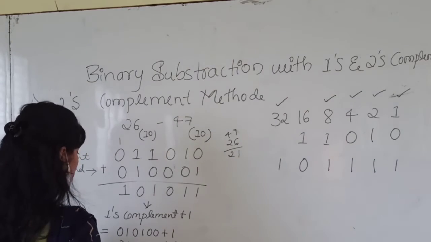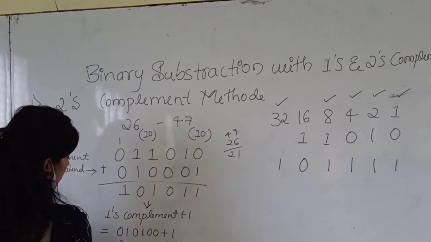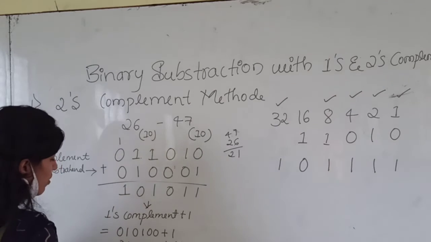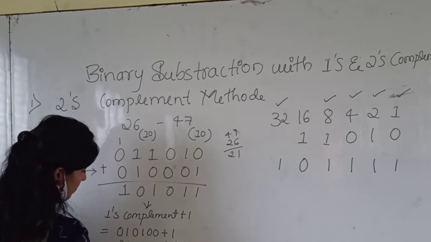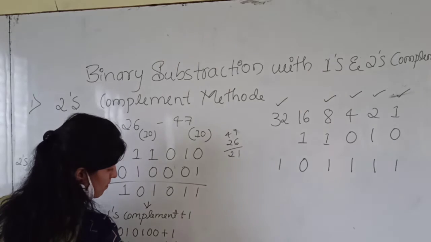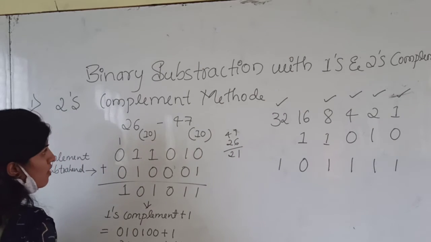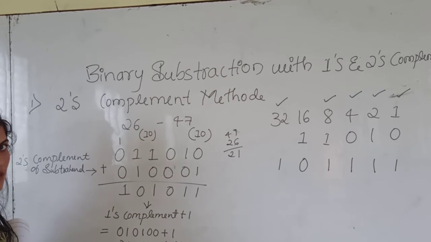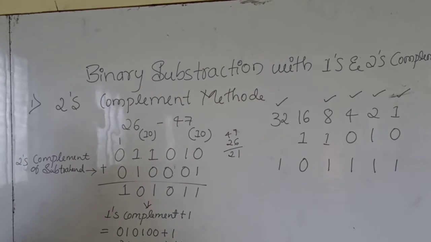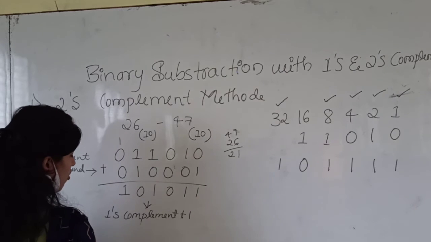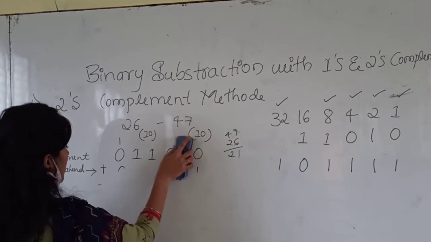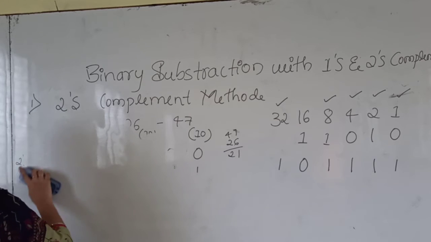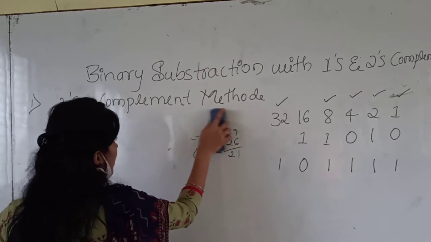1, 0, 1, 0, 1, and you put a negative sign here to show a negative integer. This is your final answer for this 26 minus 47 binary subtraction. Got it? That is the 2's complement method for binary subtraction in both cases.